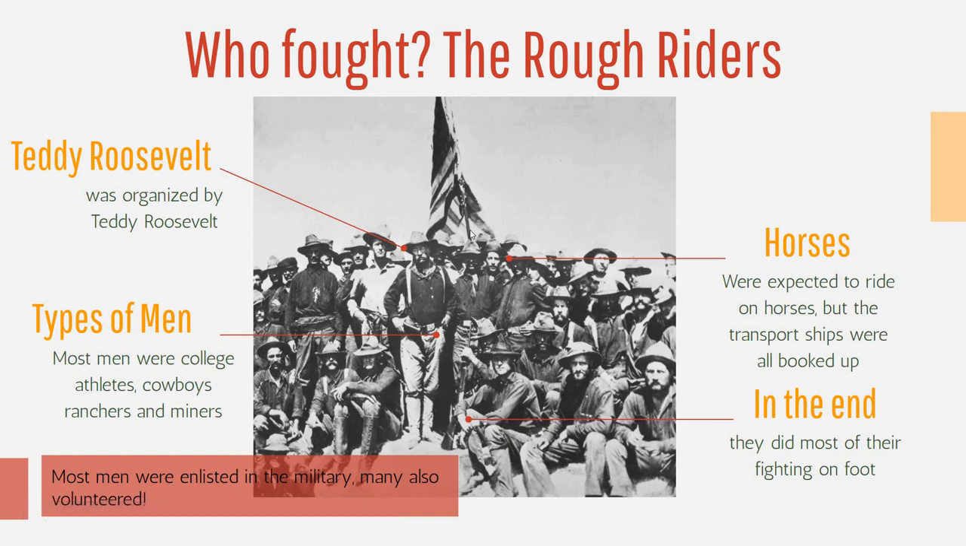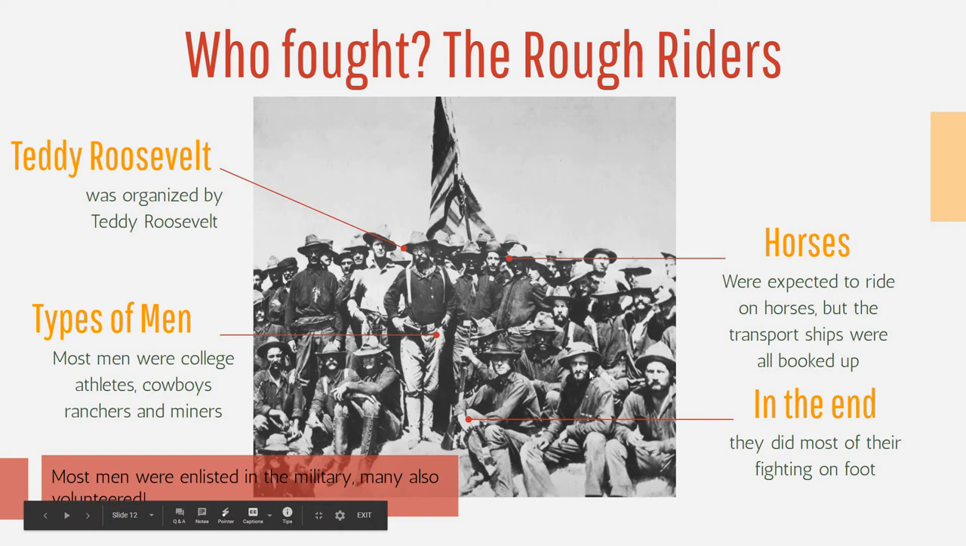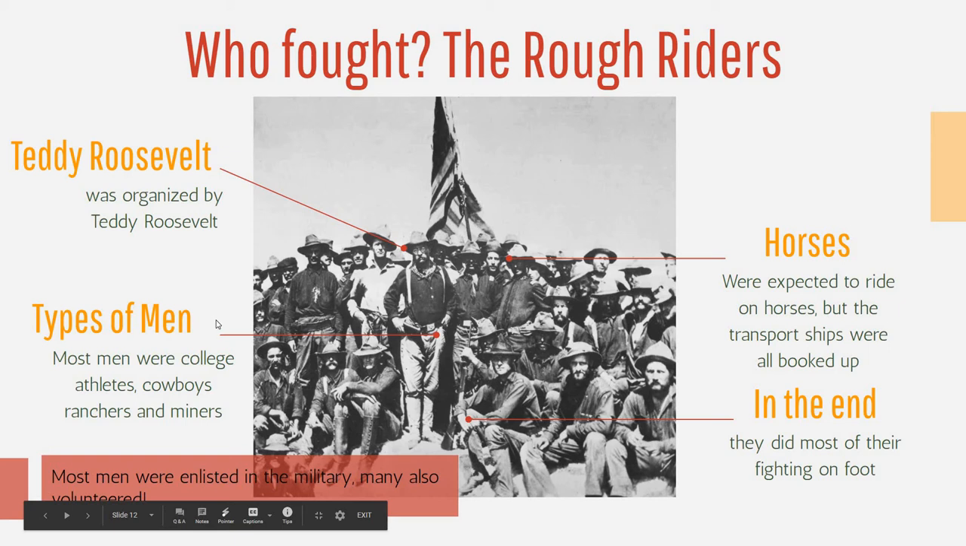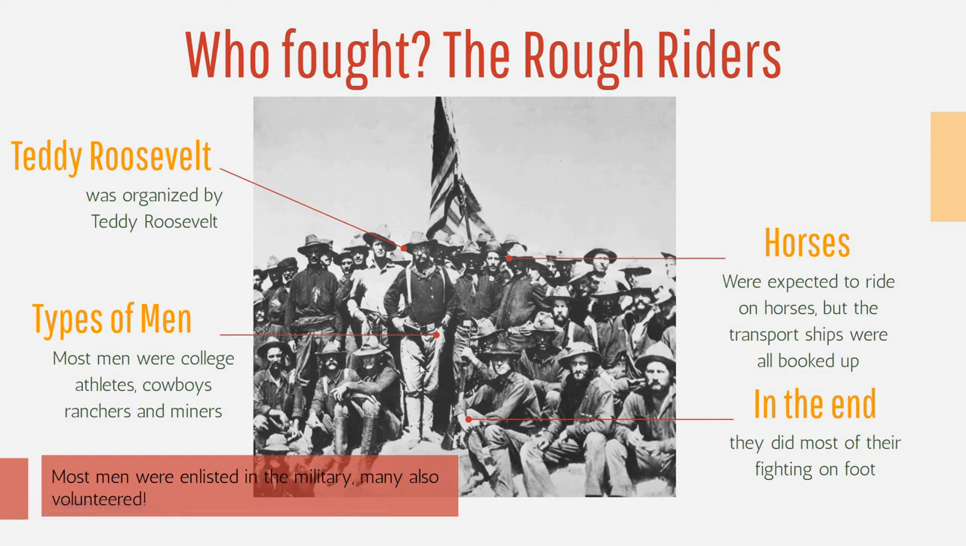And you got Teddy Roosevelt here standing in the center of all of these kind of rough and tumble men, these college athletes, cowboys, ranchers, miners, which a lot of these men were enlisted in the military, and then there was also a lot of volunteers. So a lot of these men were volunteered as well. So if we're thinking again, kind of the popularity of this is where these concepts of masculinity and these ideas of what is it to be a man kind of start coming about here in the United States. These cowboys and stuff like that volunteering to go fight in a war.